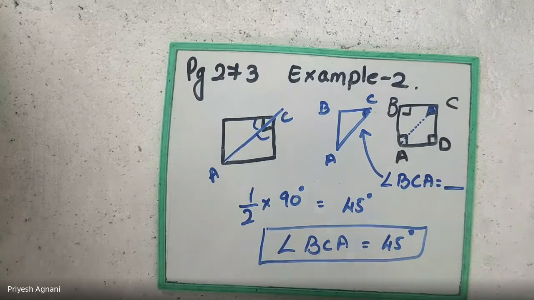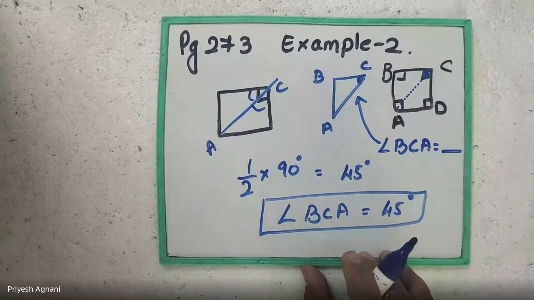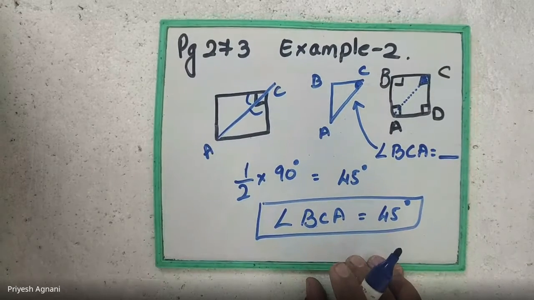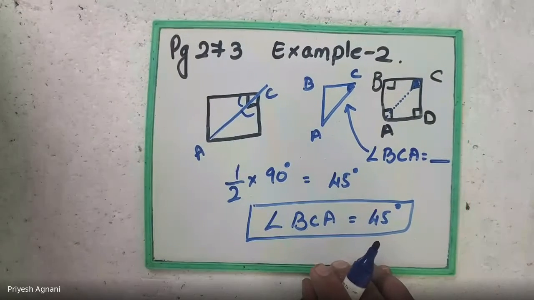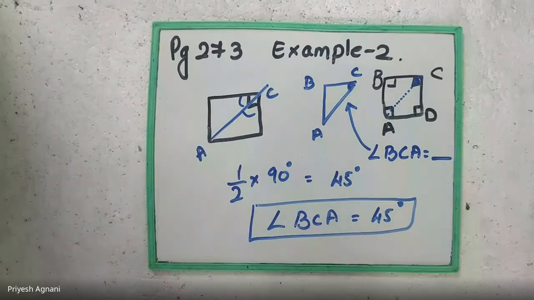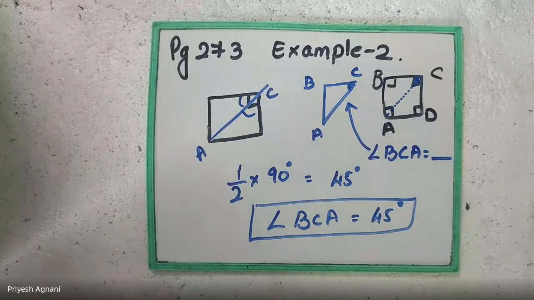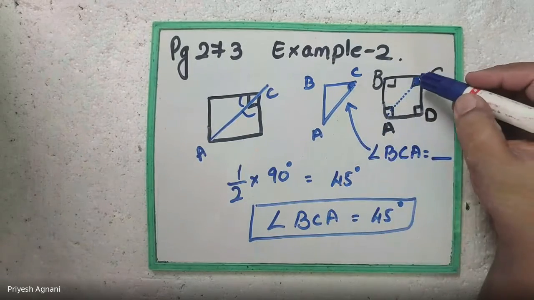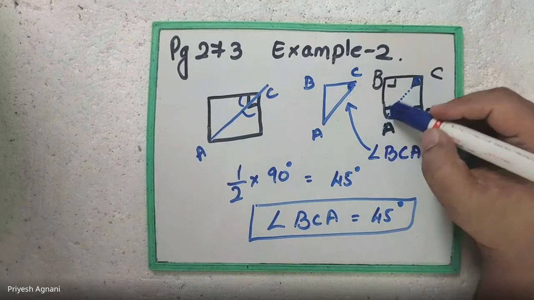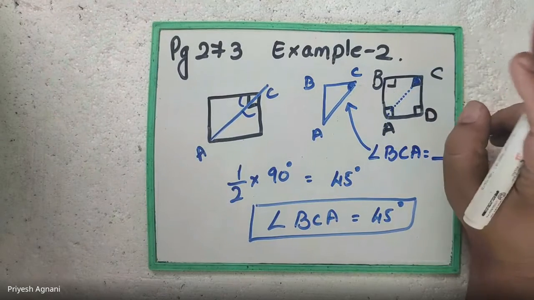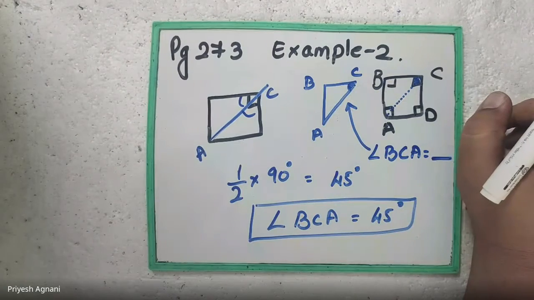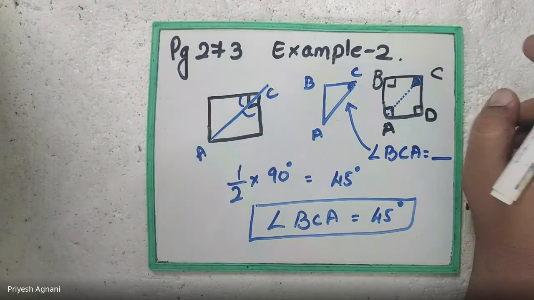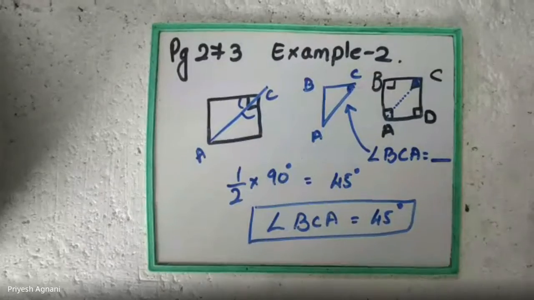This is just a 1 mark question. Now, in this type of questions, only you have to see that here it is 90 degree, and here when you see the diagonal, the diagonal bisects the 90 degree. 90 degree का half क्या होगा? It is equal to 45 degree. Please write it down. I give you a moment.